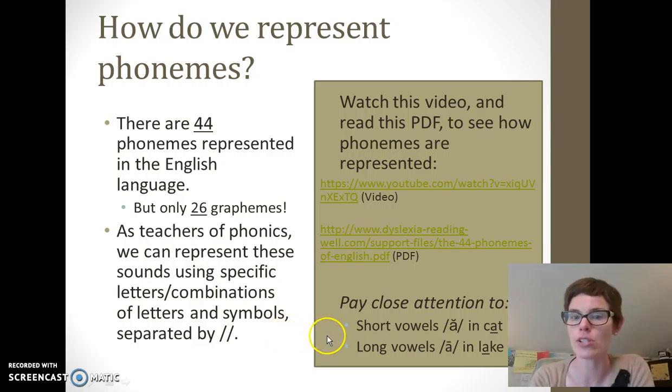Pay close attention to short vowels, how they are written. So there's an A in that bracket, but we know it's a short A because it's got this little upside down line right here. Long vowels, like in ache, where the A says its name, that would have a line over the top of it. So when we represent our phonemes, we use little symbols here in between the brackets in order to show that there's a different sound, a different phoneme made there. Go ahead and watch that video and look at that PDF to get a better understanding of representing phonemes.